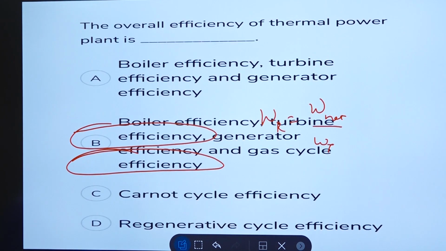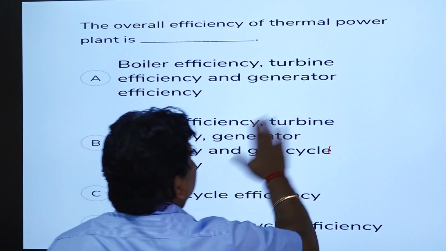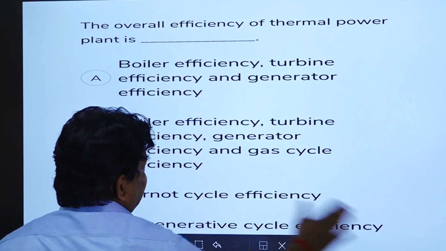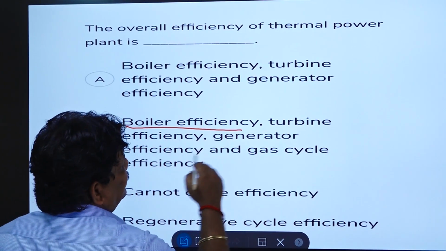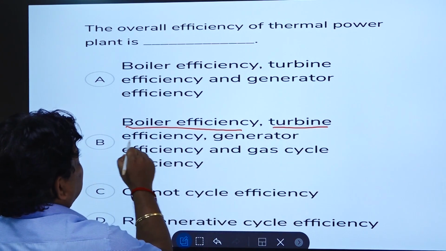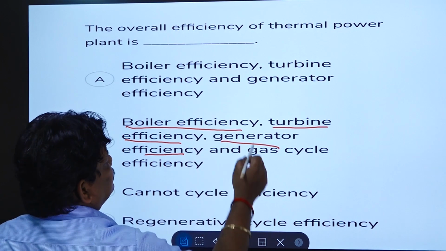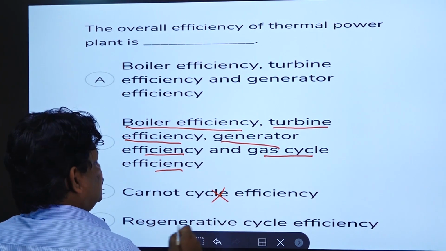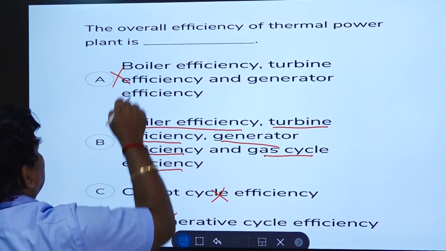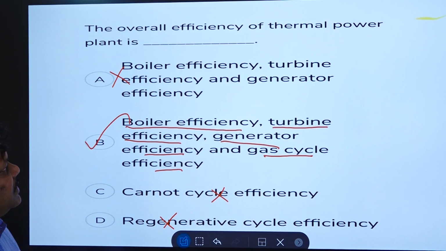The next one: what is the overall efficiency of the thermal power plant? The boiler efficiency, turbine efficiency and generator efficiency are there. You don't have the gas cycle efficiency here, so those are not the options. The only option is B, so the answer B is right.